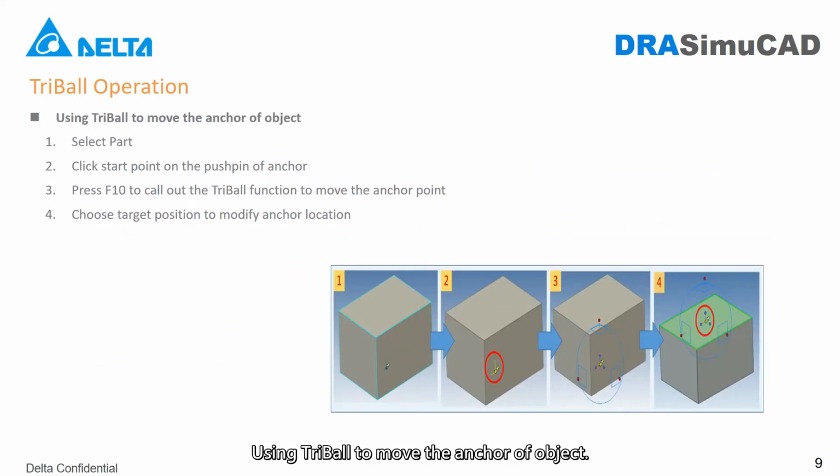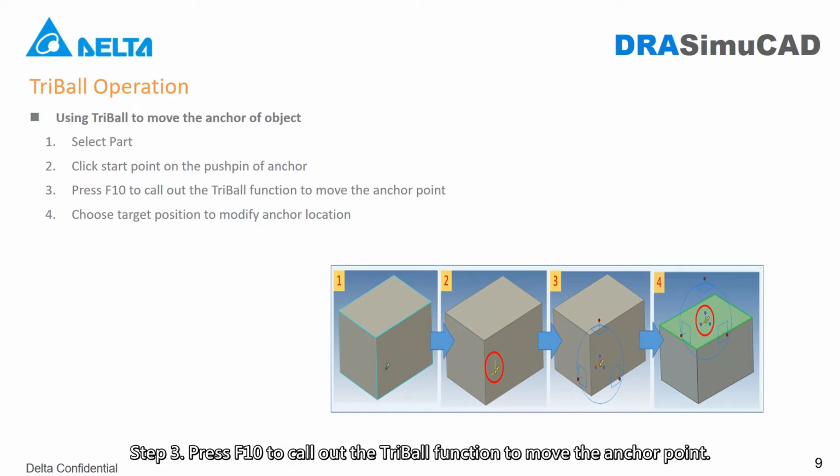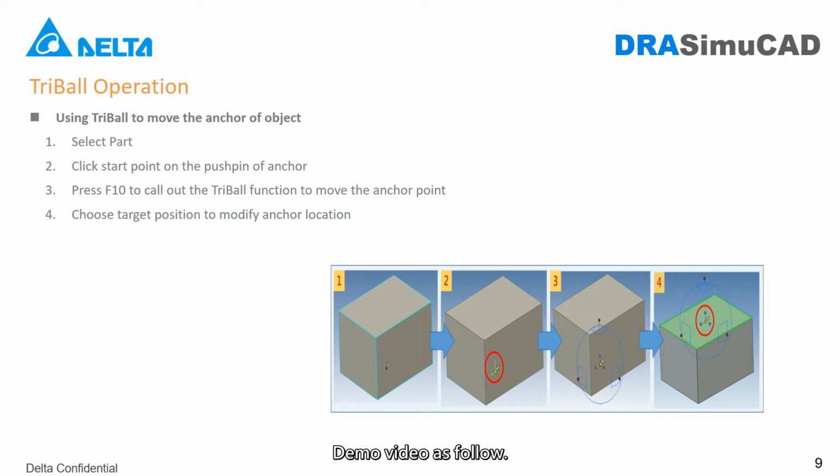Using TriBall to move the anchor of an object. Operation steps as follow. Step 1. Select part. Step 2. Click Start Point on the pushpin of the anchor. Step 3. Press F10 to call out the TriBall function to move the anchor point. Step 4. Choose the target position to modify the anchor location. Demo video as follow.